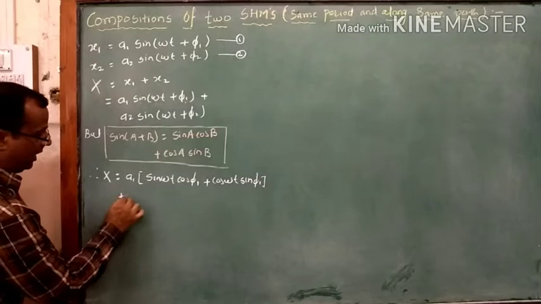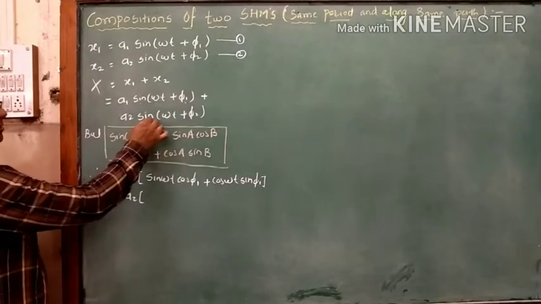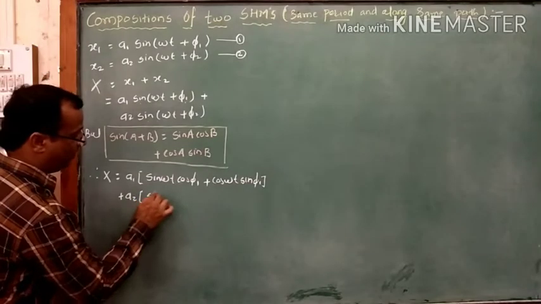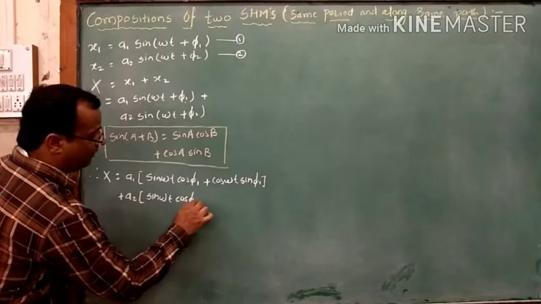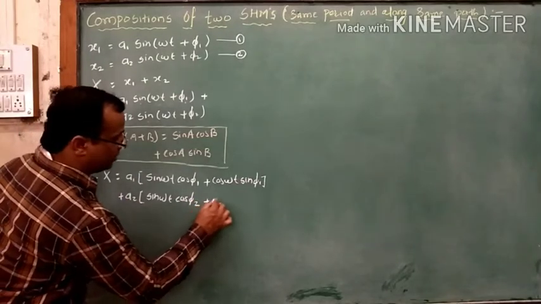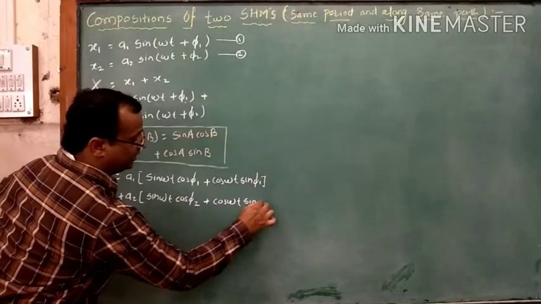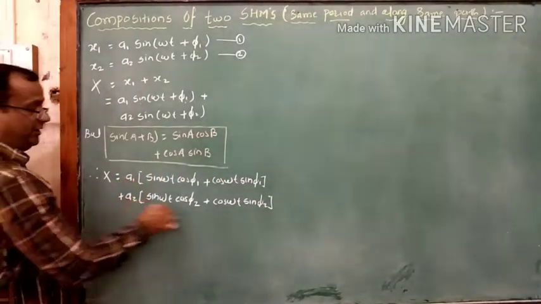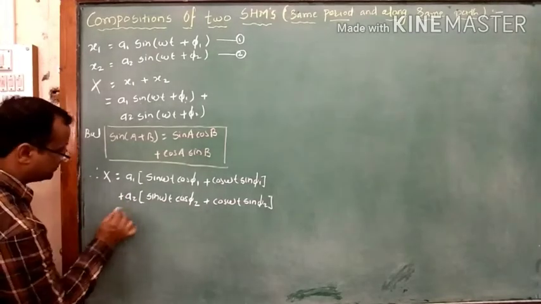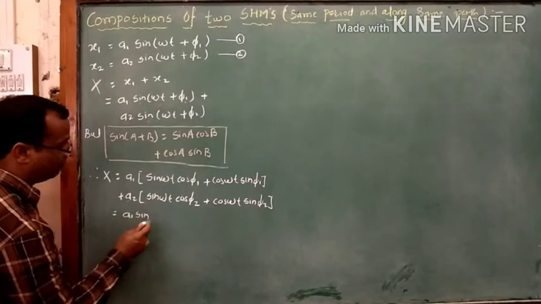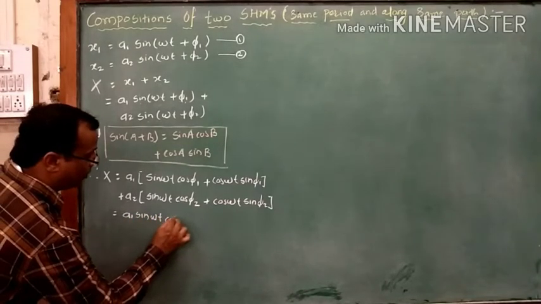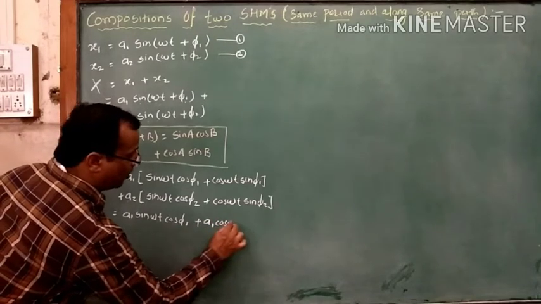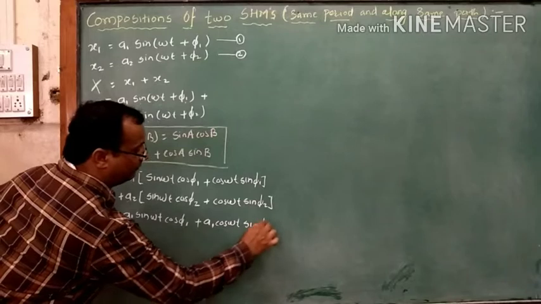Now the second one. Plus A2 as it is. Then again we treat this just like sine of a plus b, and its expansion is sine of omega t into cos of phi 2, right? Plus cos of omega t into sine of phi 2. Right? Now we multiply the first bracket by A1 and the second by A2. So we get A1 sine of omega t cos of phi 1 plus, the second term, A1 cos of omega t sine of phi 1.